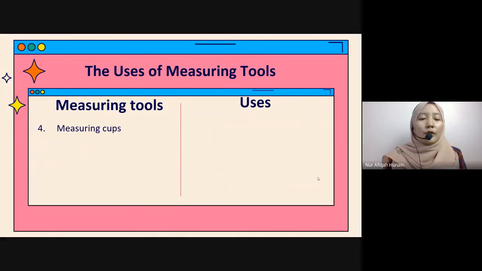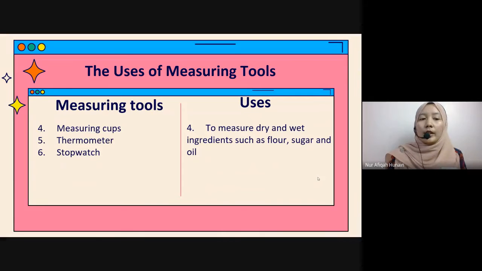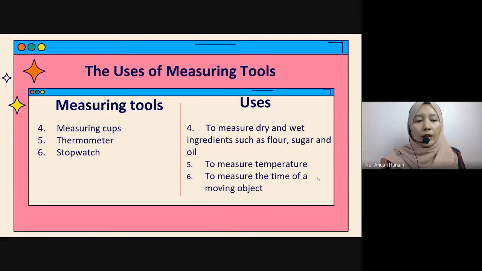Oh, sorry. This is supposed to be number 5, right? Measuring cups, thermometer, and stopwatch. The use of measuring cups is to measure dry and wet ingredients. Dry like flour and sugar, and wet ingredients like oil. If you don't have any weighing balance in your house, you can use measuring cups with the correct technique. Number 5, thermometer to measure temperature. Usually nowadays we use a digital thermometer. Number 6, stopwatch.